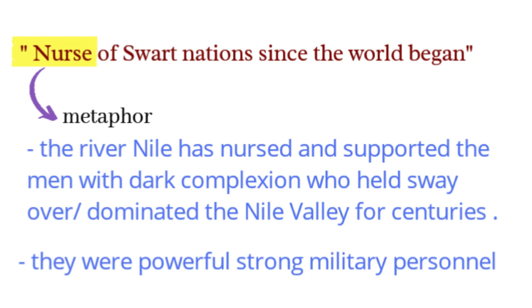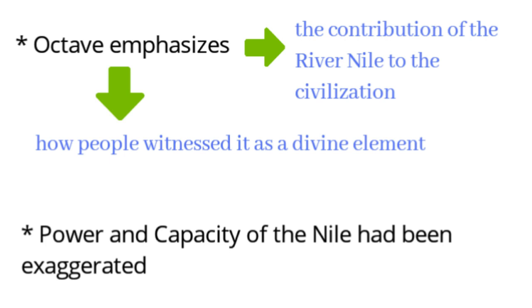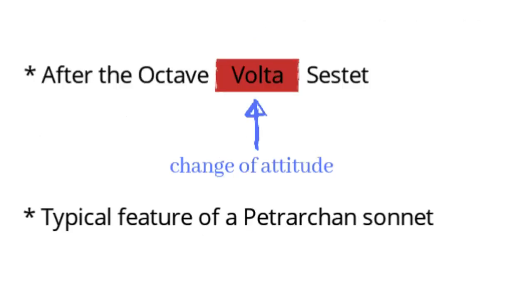This, as I have earlier mentioned, is the reason for this venerated wave point of the river. So, in a nutshell, the octave emphasizes the contribution of the river to the civilization and how people witnessed or considered the Nile as a divine element. So, in the octave, the power and capacity of the River Nile is exaggerated to bring out that respective wave point of the river. After the octave, we have the volta.